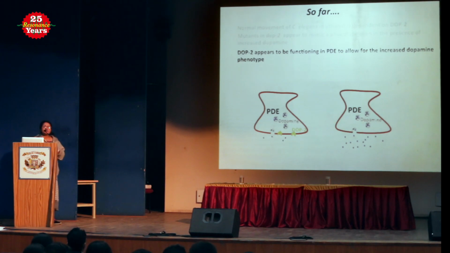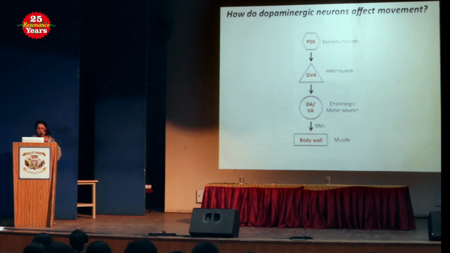Now the question is, can we actually find out why this? What is the end point? Because at the end of the day, it is the muscle that drives the worm around. So how is this one neuron affecting the muscle? To do that, we thought a little bit about this circuit.